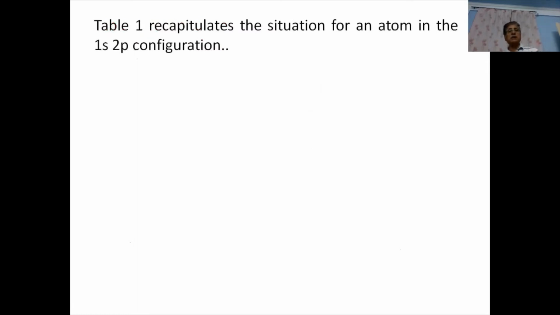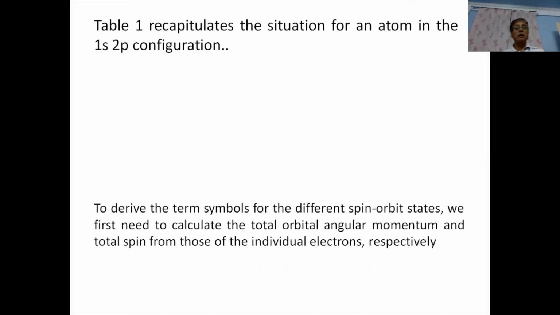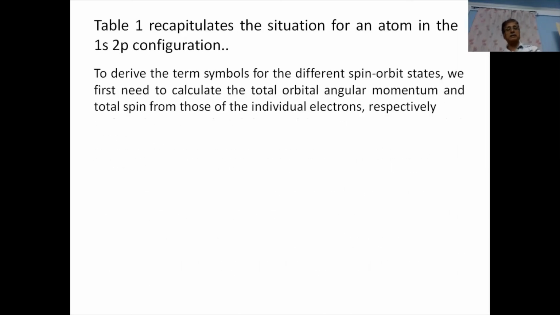Now, let us consider a table that will summarize the whole situation about the two electron system 1s2p. Now, what is there in the table? Let us discuss that first. To derive the term symbols for the different spin orbit states, we first need to calculate the total orbital angular momentum and total spin angular momentum from those of the individual electrons respectively.